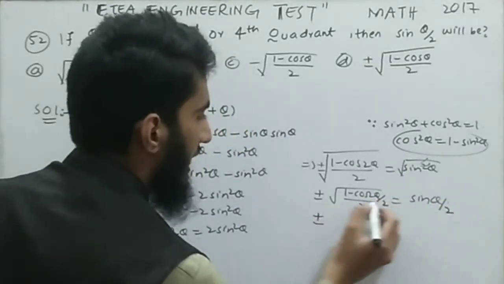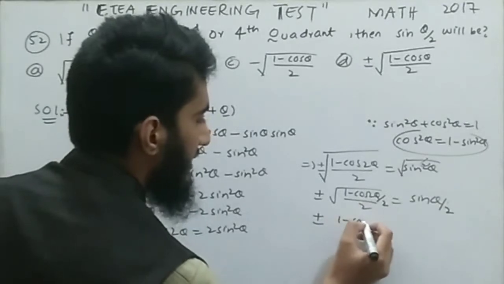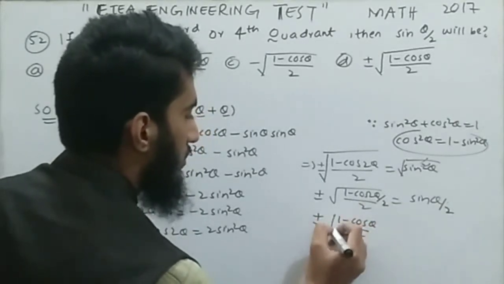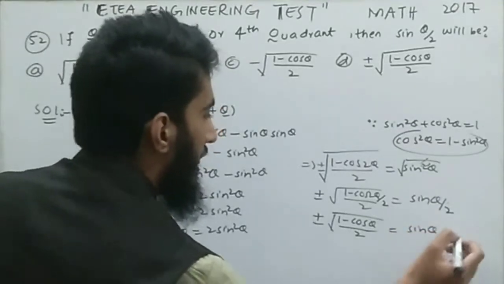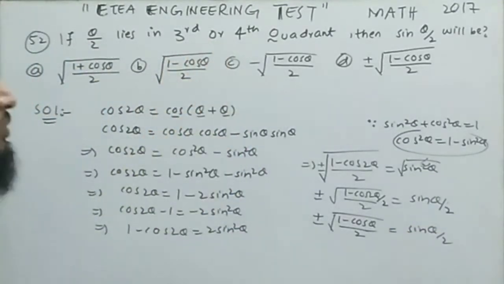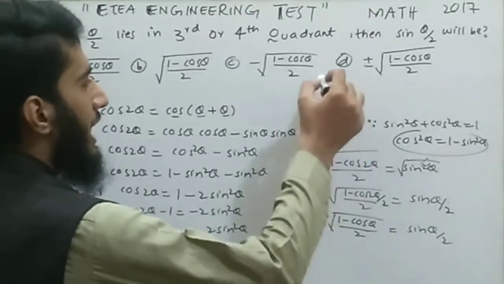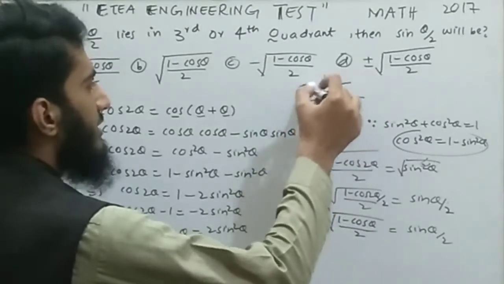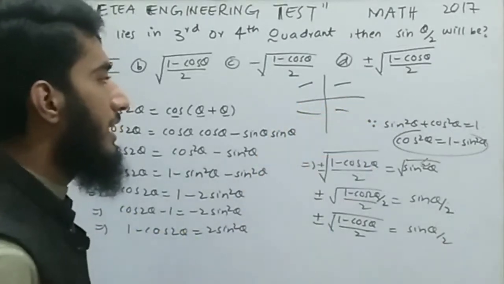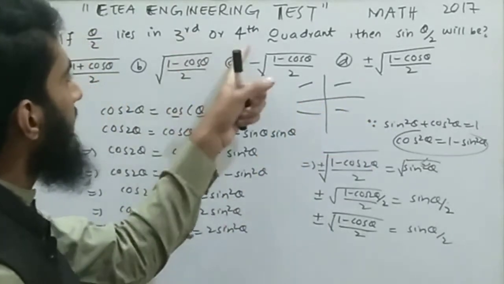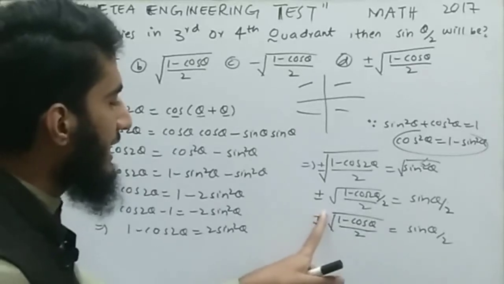So over here the 2 will cancel out with 2, we are left with the square root of (1 minus cos theta) divided by 2, which is equal to sin theta by 2. Now they are talking about the third and fourth quadrant. So remember, if this is, let's suppose, the origin plane, in the first and second quadrant sine lies positive. In the third and the fourth quadrant it lies negative. So in the third and the fourth quadrant the result will be negative, we will neglect the positive.